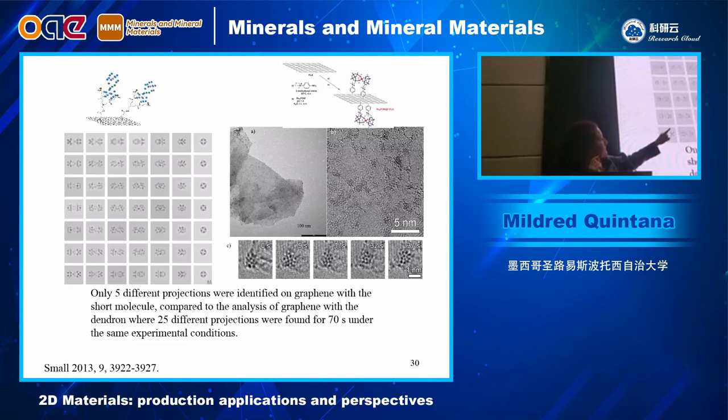But that material has a higher loading of the catalyst, but it doesn't work for the catalyst. Because when we do these experiments in the high resolution TEM in real time, in this case, we can find 25 different configurations of the catalyst on the surface of the graphene. In that case, we just found five.